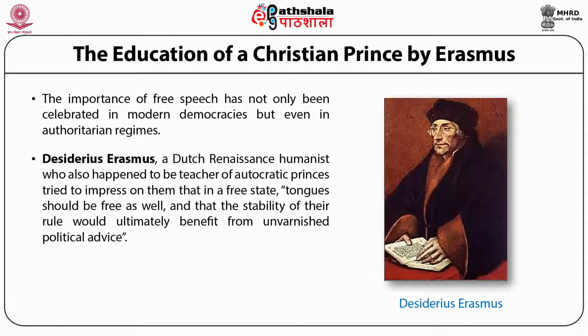Erasmus tried to impress on the princes that in a free state, tongues should be free as well, and that the stability of their rule would ultimately benefit from unvarnished political advice. Erasmus essentially told his pupils, the princes of his day, that they must be open to criticism, because the stability of their rule would ultimately benefit from their ability to recognize dissent, address it, and find a solution, and not simply sweeping that problem or that dissent under the carpet or silencing the person who was expressing a dissenting opinion.